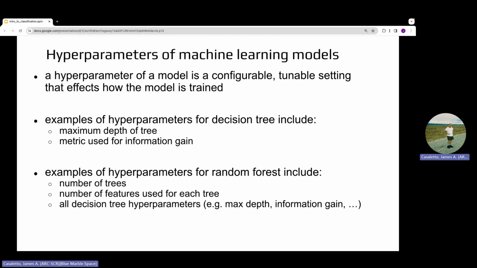Another hyperparameter of a decision tree is which metric to use for information gain. We discussed the use of entropy earlier in this lesson, but there are other metrics which we won't discuss here. Because random forests are a collection of decision trees, all the hyperparameters that apply to decision trees also apply to the random forest. Plus, it has additional hyperparameters such as the maximum number of trees to build in the forest.